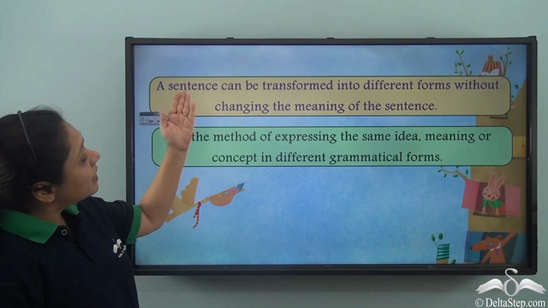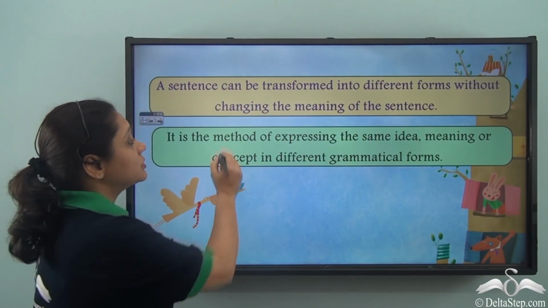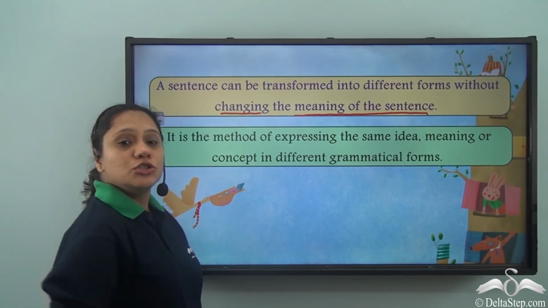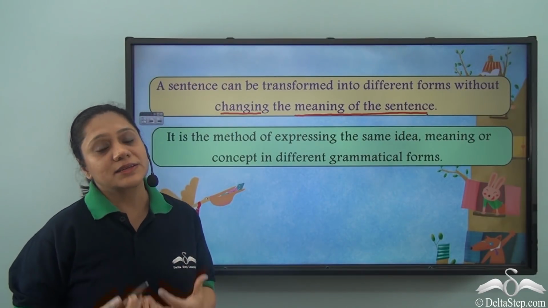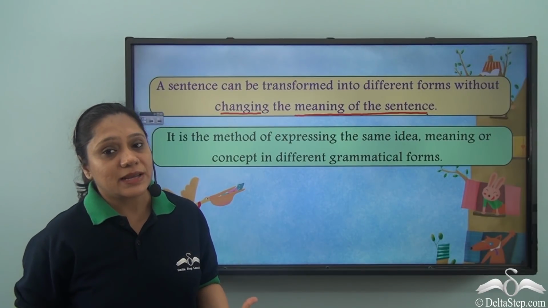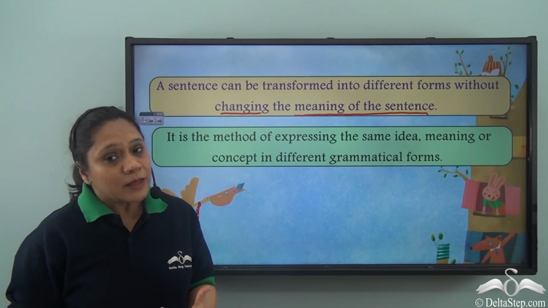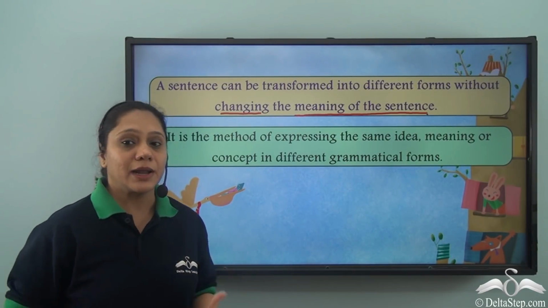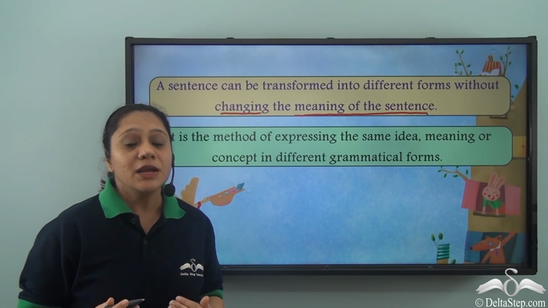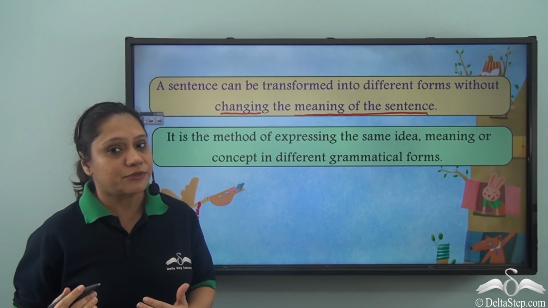Now, a sentence can be transformed into different forms without changing the meaning of the sentence. So, this means that we can write a simple sentence as a compound sentence or a complex sentence, but we have to ensure that when we transform the sentence from one kind to another, we cannot change its meaning. Having said that, you have to realize that not every sentence can be transformed.